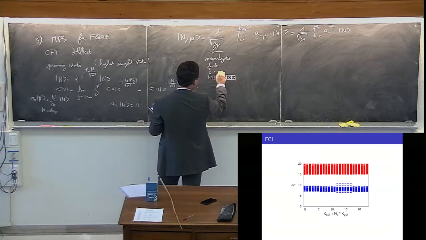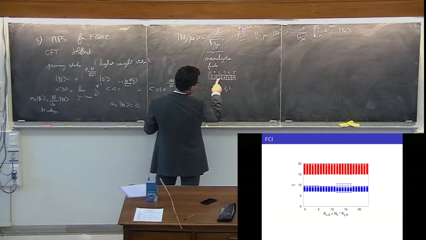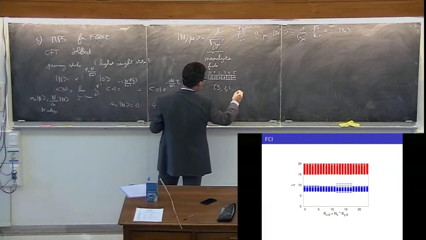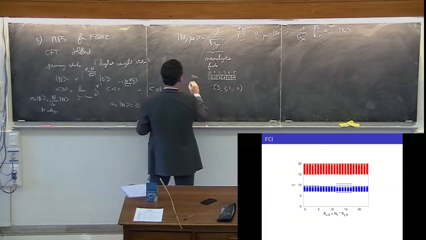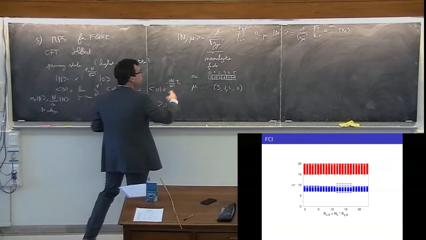So if this will be the partition 3, I have one particle in 3, 2 particles in orbital 2, and 1 particle in orbital 0. So that's the dictionary to go from the partition language to the occupation number language.